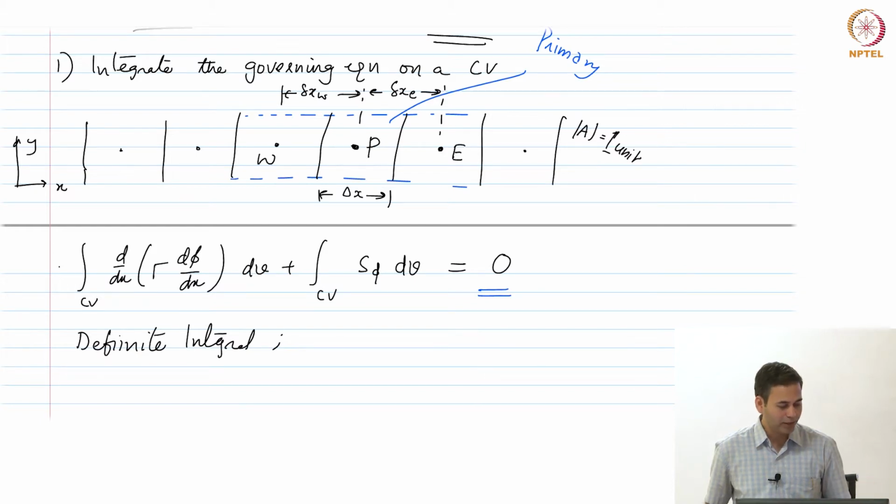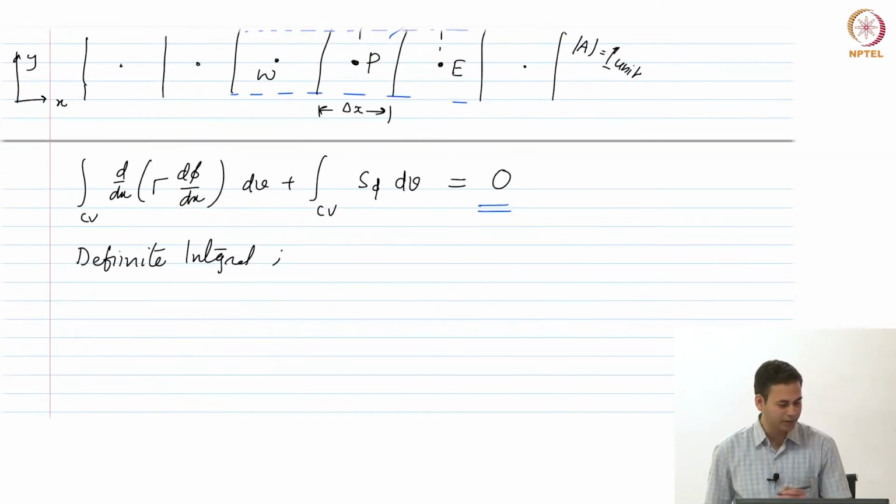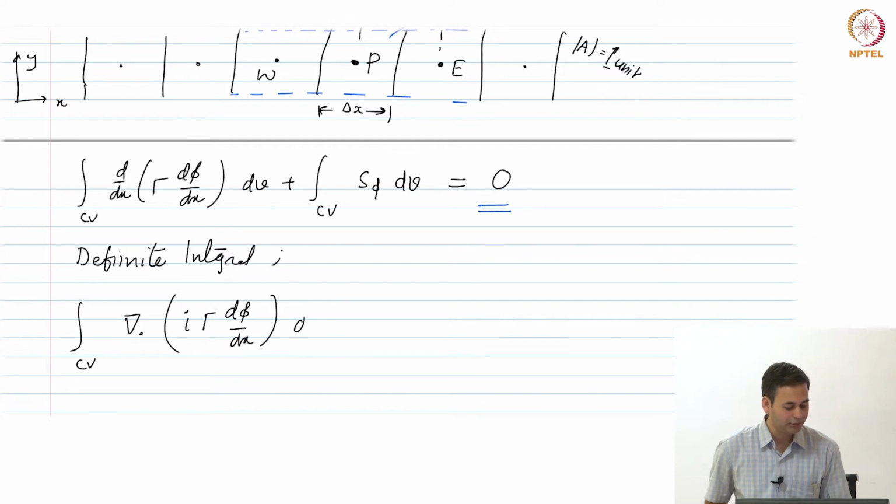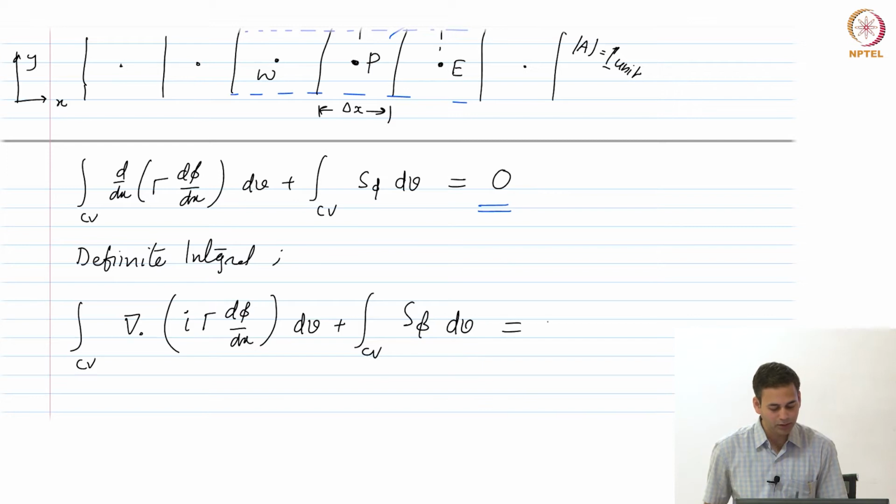Okay, now, I have somehow convinced you and wrote this equation, but this equation is not quite nice. This is not what we want to work with. If you want to apply Gauss divergence theorem, this is not how it should look. So, we will change it. We want to have the del operator, so that is del dot, and then this should ideally be written as integral control volume del dot of i gamma d phi dx dv plus integral control volume s phi dv equals 0.